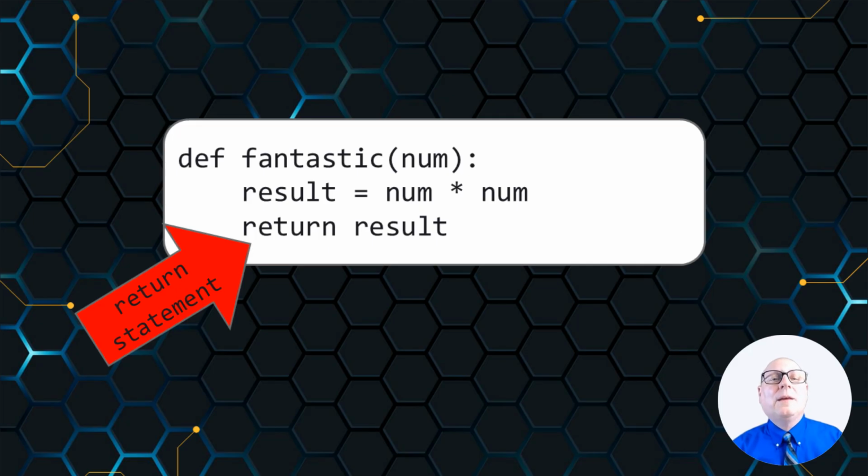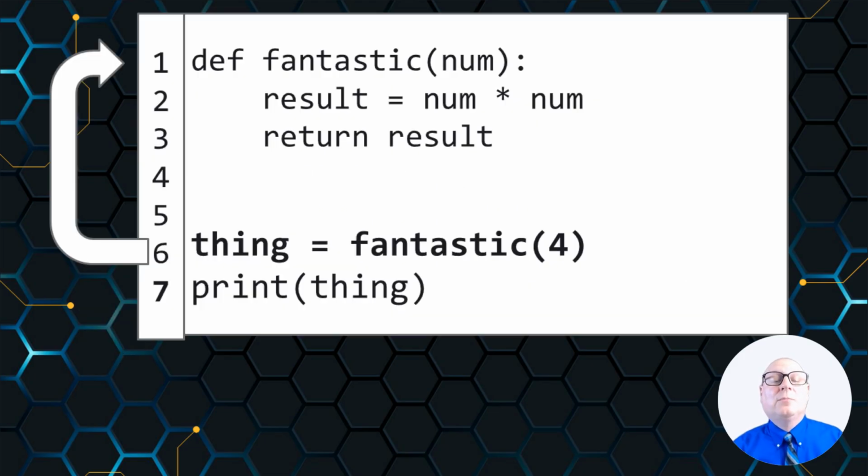A return statement is not found in every function. A function can run code without returning anything. However, most functions return one value. This value is returned to the same line of code that calls it. Typically, that value is stored in a variable assigned to save the value returned. Let's watch how this might work.